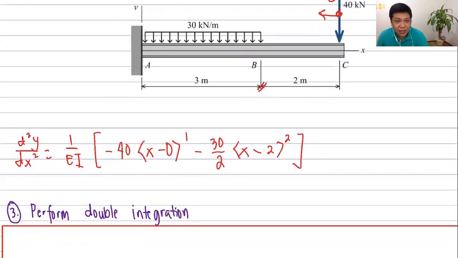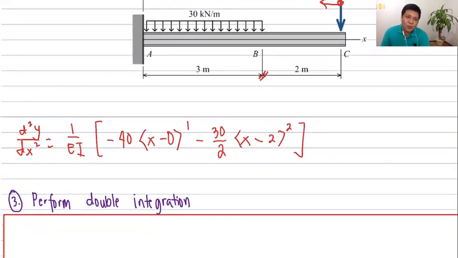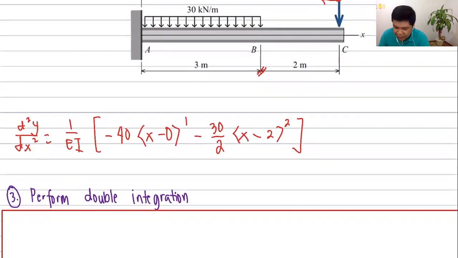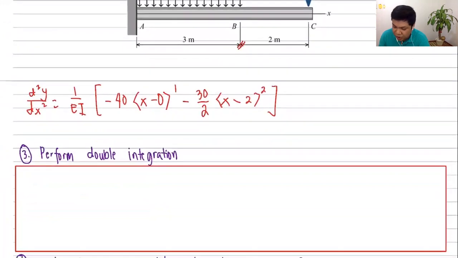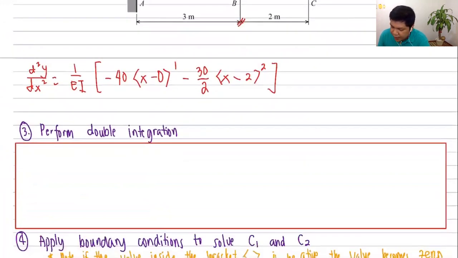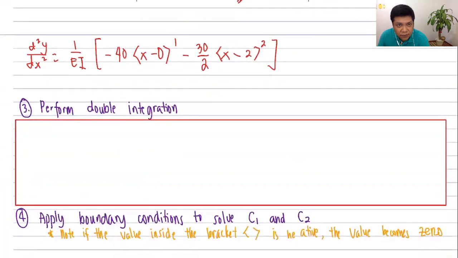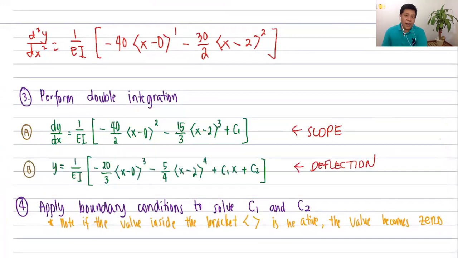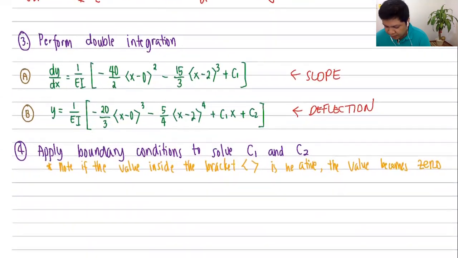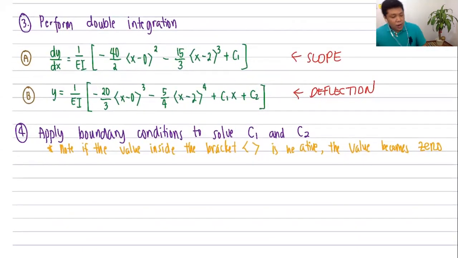It's very short. So sometimes it's important that we can select the right reference section para mas madali yung moment functions natin. Then, I can now perform double integration from that equation. To integrate first, that's the slope. Then, I integrate further to get the deflection. So these are now with my constants of integration, C1 and C2. I apply my boundary conditions to solve for C1 and C2.